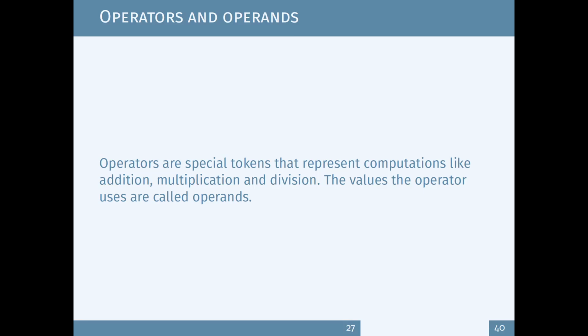We are going to use operators and operands. Operators mean some tokens like addition, multiplication, and division. These we call operators. Operands are values we use. For example, when we say 2 plus 3, this is the operator and these are operands. Okay. So we are going to start with operators first.